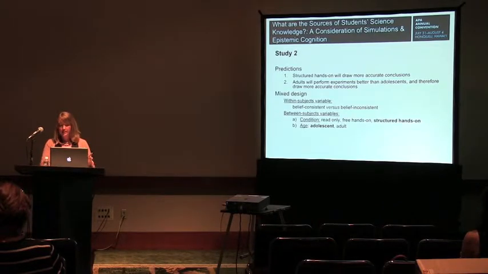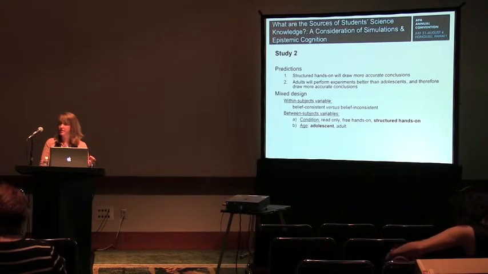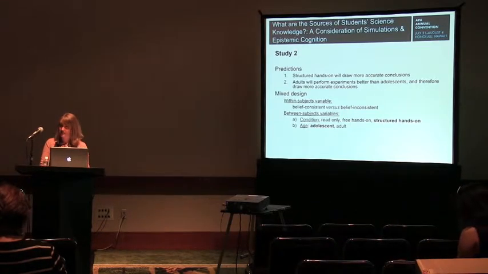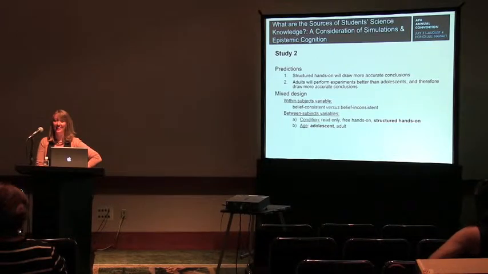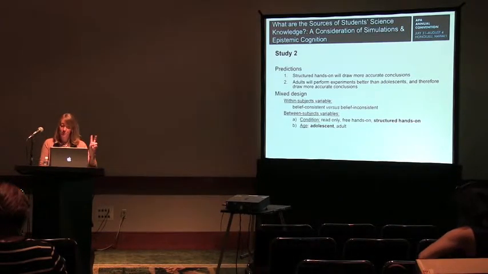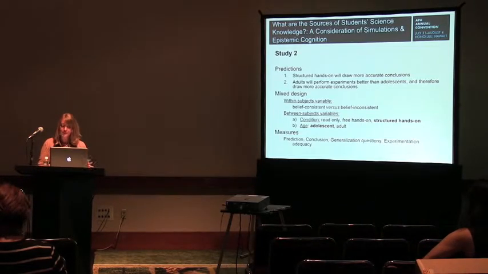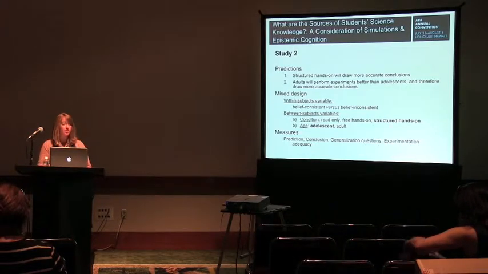So we've got a pretty complicated design here with the within subjects variable being that problem type. Everyone still answered belief consistent, belief inconsistent. And the between subjects variable being now these three conditions. We've added a structured hands-on, and we're calling that original hands-on a free hands-on condition, where they're given no instructions on how to conduct the experiment. Does anyone have any questions about the experiment? Should I breeze through that too quickly for how they actually react? Okay. So we also, between subjects variables, had, of course, an adolescent population and the young adult, the undergraduate population. Same measures, we got their predictions, conclusions, generalization questions, and we measured their experimentation adequacy again.